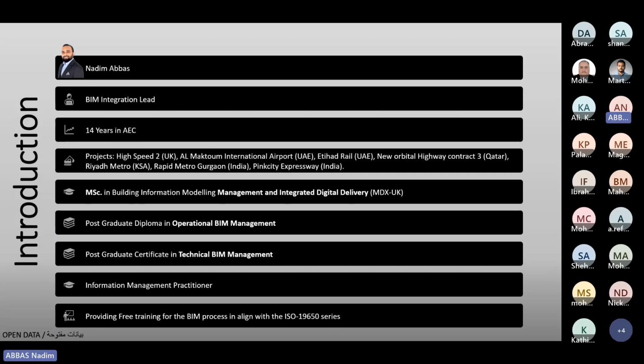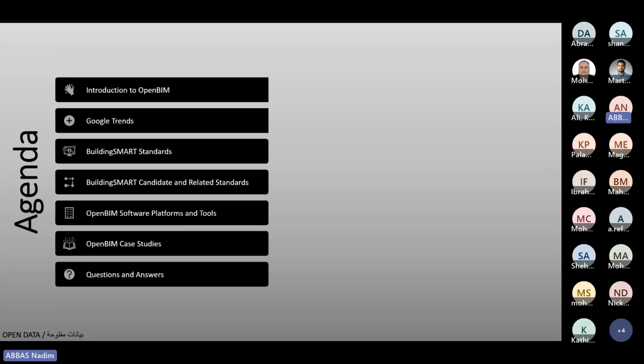Okay, so today we are going to talk about openBIM. Here is the agenda. We will start from the introduction to BIM. Then I will show you how the openBIM trends are changing. It's like since 5 to 8 years, there are a lot of trends that came into the picture, and the research papers are there. And then we will be talking about the buildingSMART standards, buildingSMART candidate and related standards, openBIM software, platforms and tools, openBIM case studies, and then in the last we will have the question and answer.